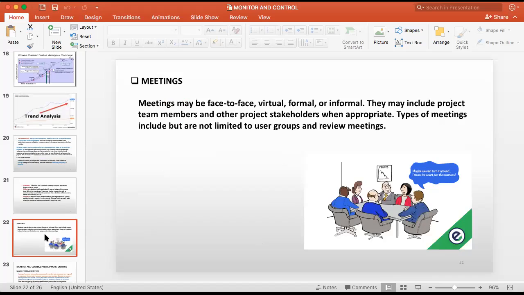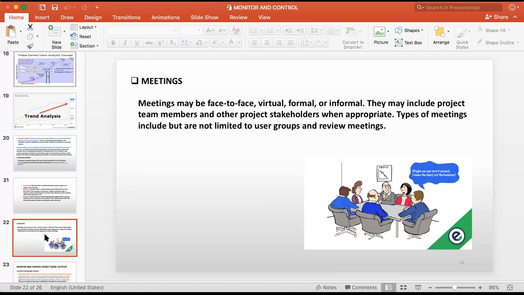What else? Meetings. As I said, it's a thinking process. You get experts. They will implement these analysis processes and decide in a meeting. You take the decision in a meeting. Meetings may be face-to-face, virtual, formal, informal. They may include project team members and other project stakeholders when appropriate. Types of meeting include but are not limited to user groups and review meetings.